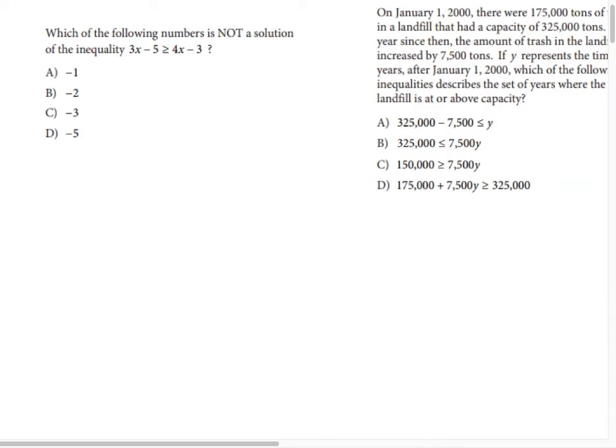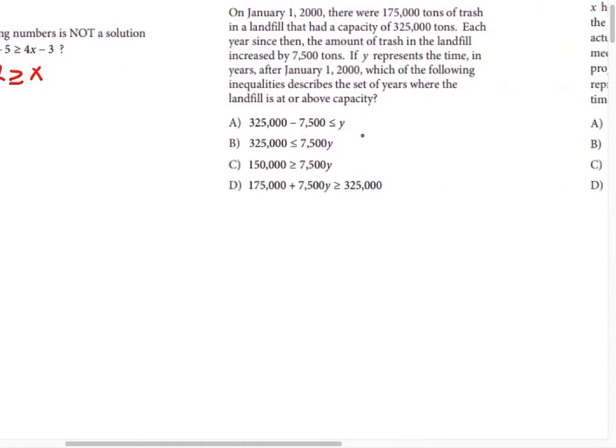Yeah, the answer is A. So we end up getting here, when we subtract 3x, we get x, and when we add 3, we get -2. And we know that x is going to be less than or equal to -2, and -1 is the only one that's not less than or equal to -2.